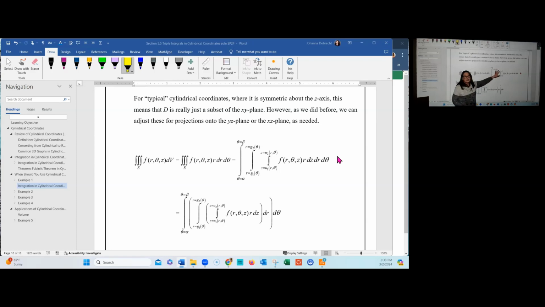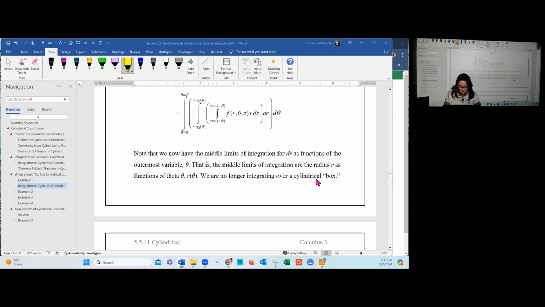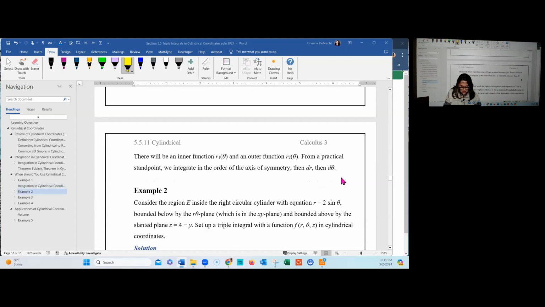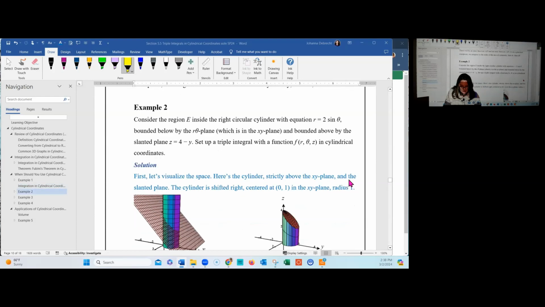Since r is a function of theta, we have to integrate with respect to r before we can integrate with respect to theta. We could also represent these around the other two axes as well. Let's take a look now at example 2.